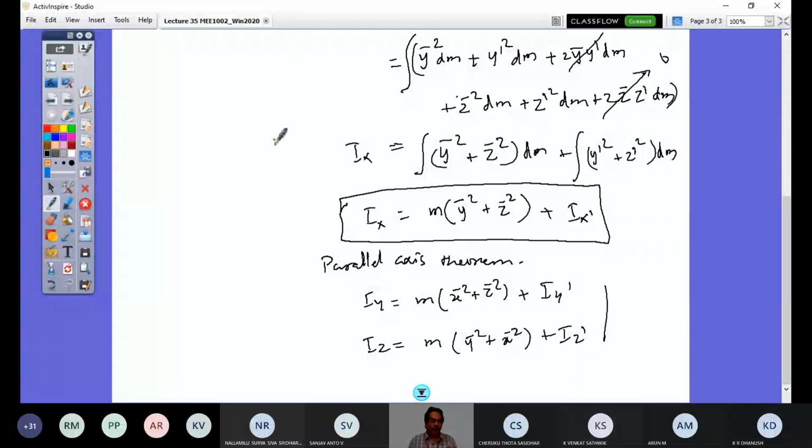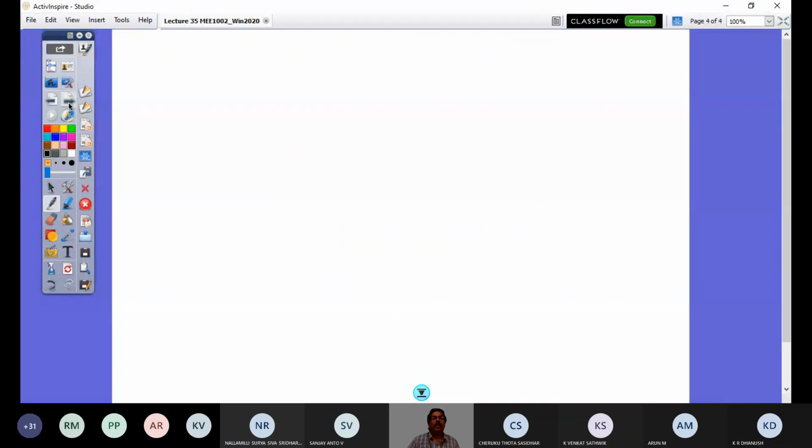Can understand. Now, let us look at a simple case. Instead of a rigid body, I'm going to take now a square plate, or a rectangular plate. A rectangular plate, let us take. And this is of width B, depth D, and thickness T.